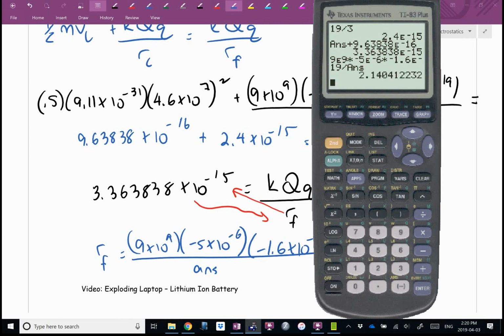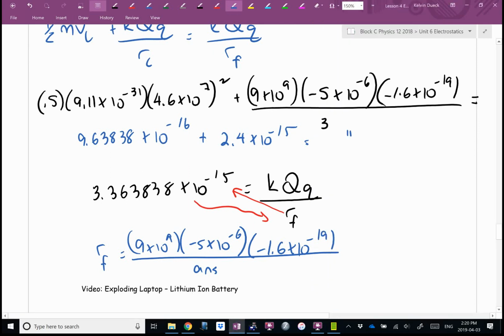You get 2.14 meters. And that makes sense. I knew it was going to be less than 3. If I got an answer bigger than 3 meters, I'd be saying, no. It's getting closer, not further. 2.14 meters.